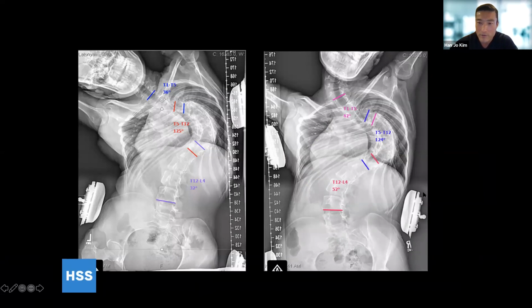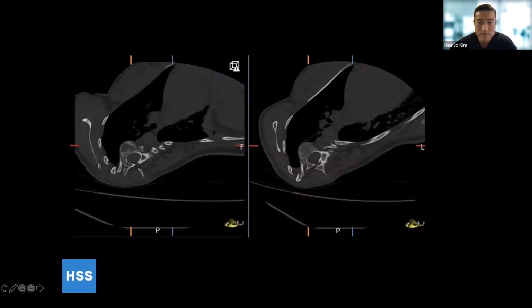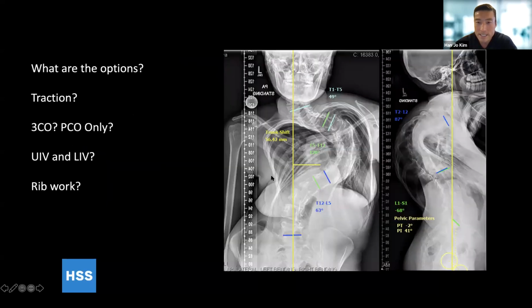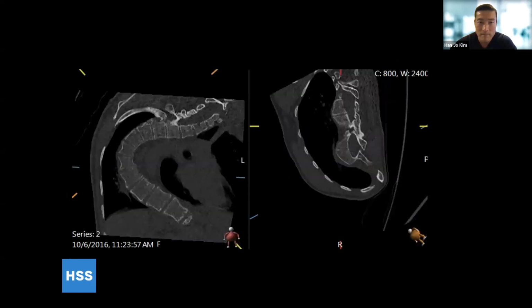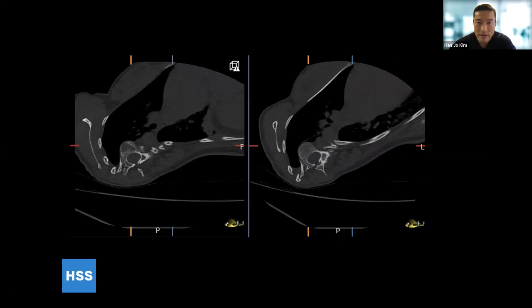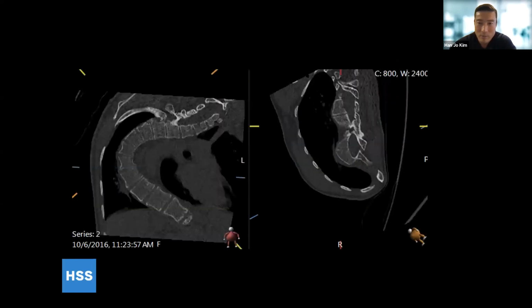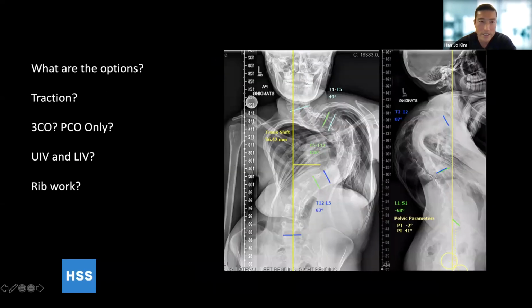Here are some of the bolster films, like I told you, Mike, that we do at HSS for the peds patients. But here, a very stiff deformity, as you could see. And the CT scan shows really small pedicles along the apical segments, very small pedicles. And you can see on the CT scan a pretty question mark type deformity case.